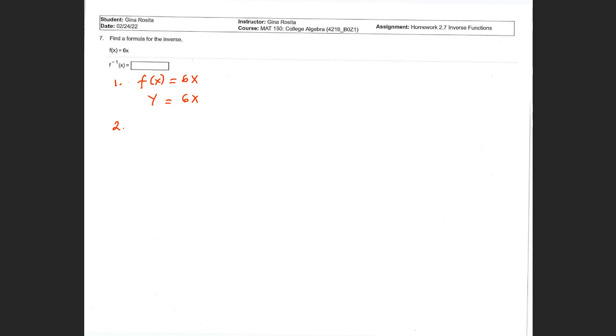So you change, this one becomes, I just change color first. Change color, it becomes x equals 6y. Remember our goal is to find y equals. So we have to divide by 6. The answer becomes x over 6 equals y. So you can write y equals x over 6.